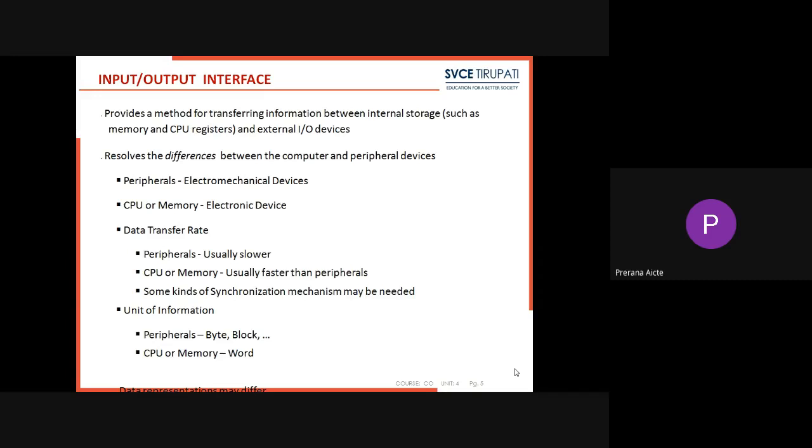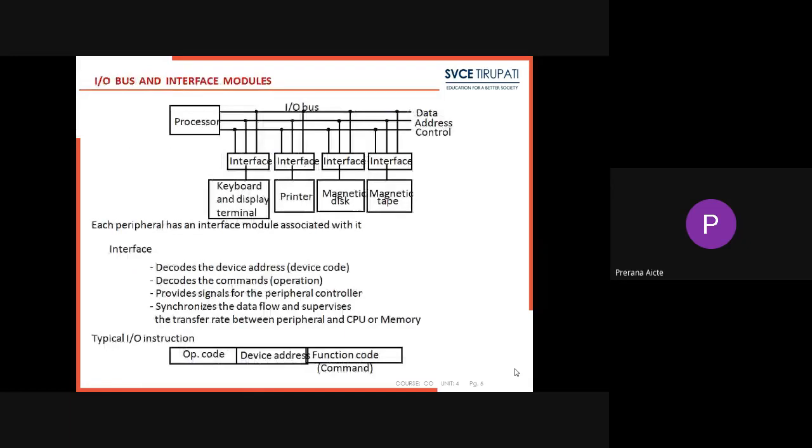To resolve these differences, the computer system includes special hardware components between the processor and peripherals to supervise and synchronize all input and output transfers. These components are called interface units. So this is the I/O interface.